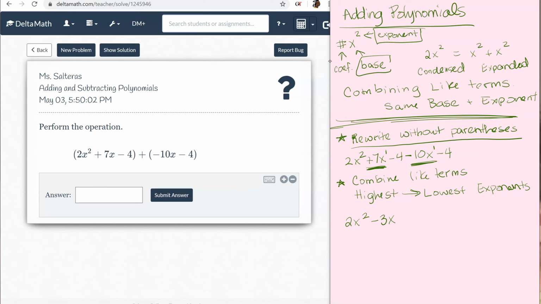All right, and then last but not least are going to be the constants, the ones that do not have variables.